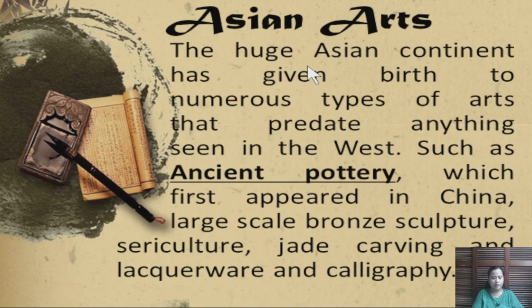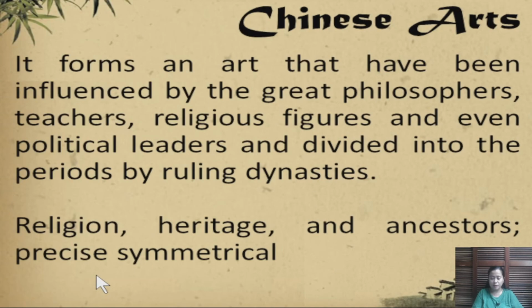Asian arts. The huge Asian continent has given birth to numerous types of arts that predate anything seen in the West. Ancient pottery, for example, first appeared in China, as did large-scale bronze sculpture, sericulture, as well as jade carving and lacquerware, and also calligraphy. Asian culture is exemplified by Khmer temple architecture, as well as Buddhist sculpture, batik textile, and certain types of metallurgy, while in the archipelagos of Malaysia, Indonesia, and Philippines, it shares many characteristics with the oceanic art of the South Pacific.